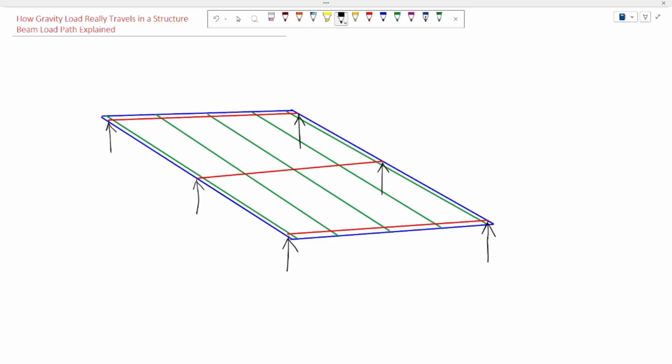Now let us understand how the load finally moves in the structure. First, the load comes on the structure in the form of pressure on the roof. This load on the roof is in the form of pressure. It is also called as area load and the unit is kilonewton per meter square.